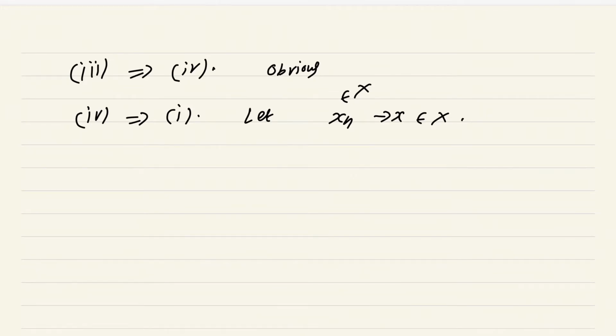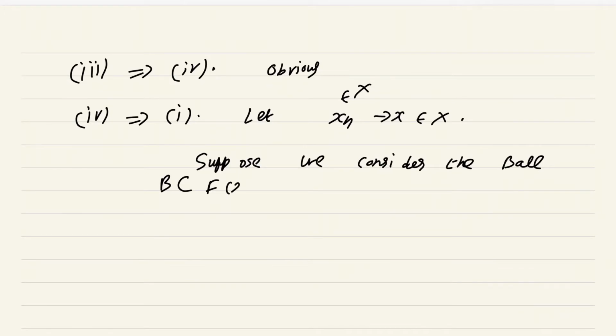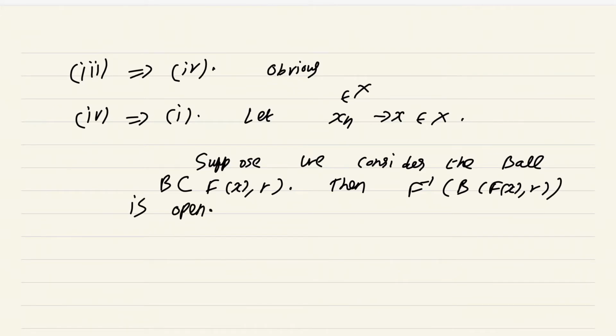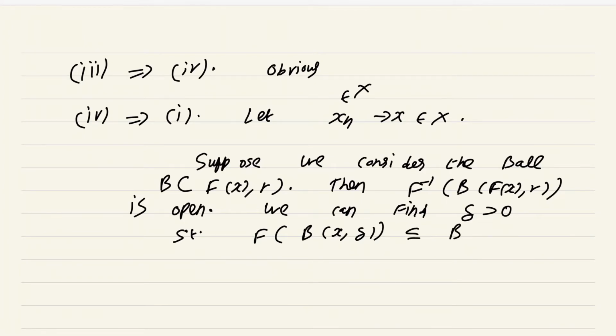Okay. Now suppose we consider the ball B f of x comma r, then f inverse B f of x, r is open. That's the hypothesis. This means we can find delta greater than 0 such that f of B x, delta is fully contained in this ball B f of x, r. Okay, so far so good.